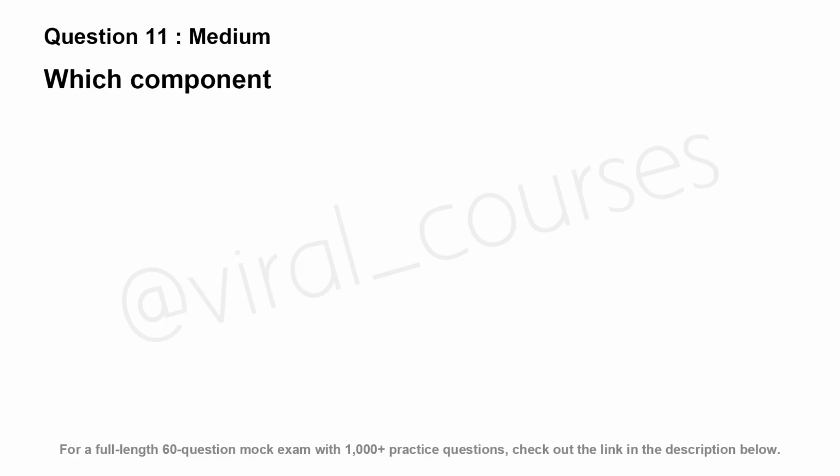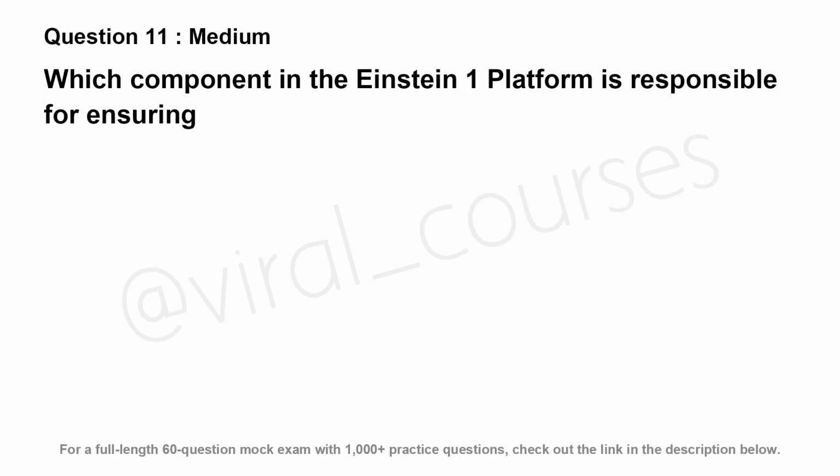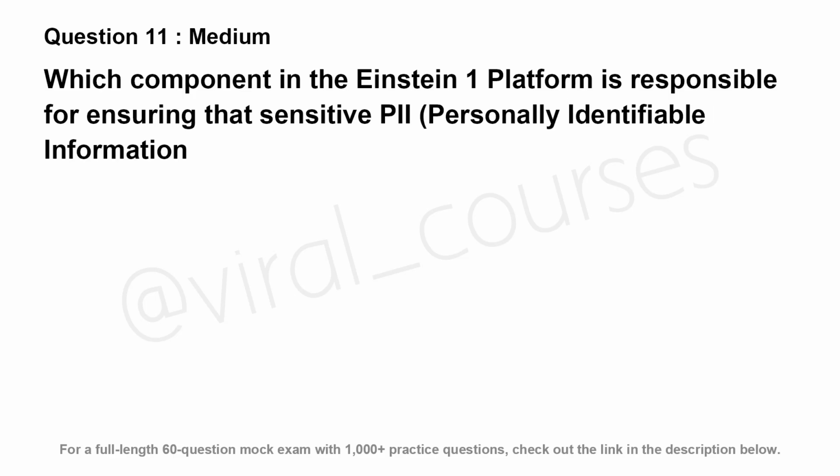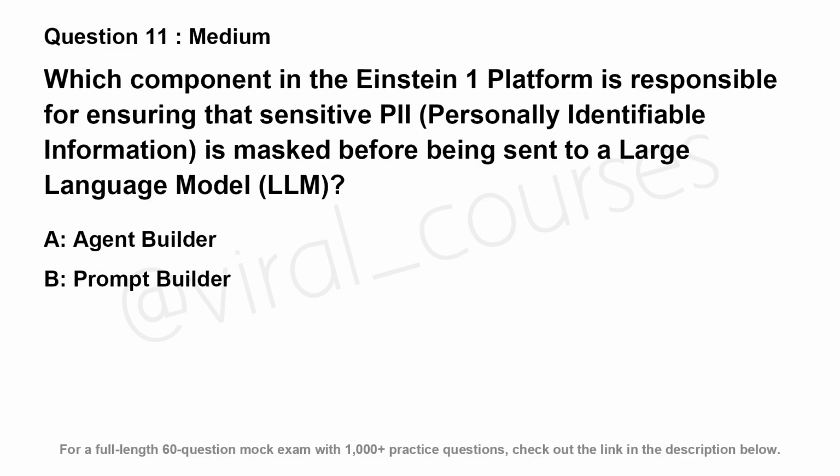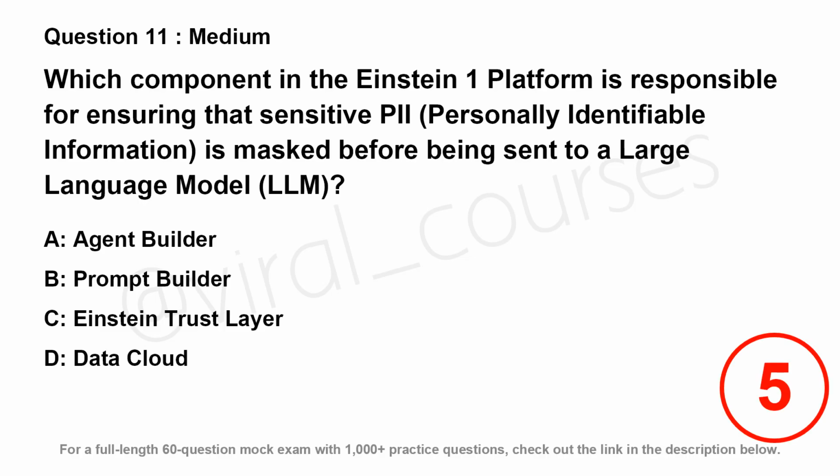Which component in the Einstein 1 platform is responsible for ensuring that sensitive PII, personally identifiable information, is masked before being sent to a large language model, LLM? Option A. Agent Builder. Option B. Prompt Builder. Option C. Einstein Trust Layer. Option D. Data Cloud.